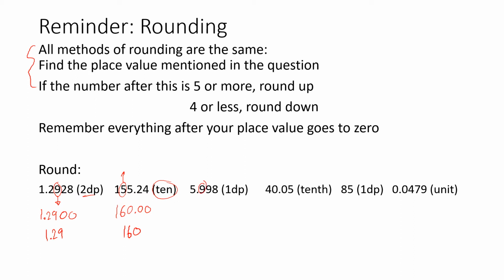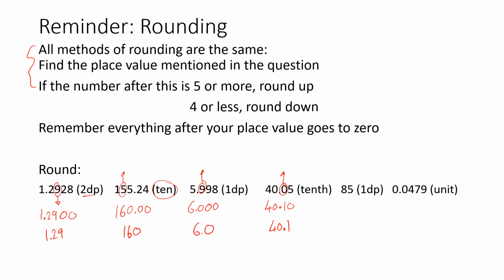1 decimal place is a 9. There's a 9 after it, so it rounds up. 9 kind of rounds up to 10, so you need to carry 1 over. Everything else goes to 0, so just 6.0, or you could just have 6. The tenths are this column. There's a 5 after it, so we'll round up. That means we'll go up to 40.10, which is just 40.1.